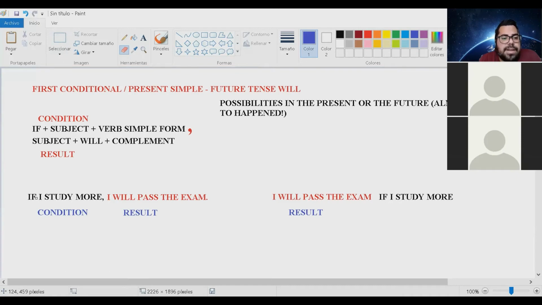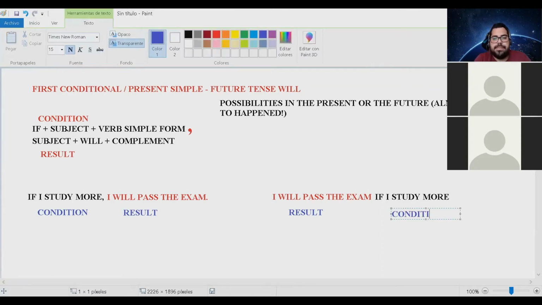Okay, look at the difference. If we start with the if clause, there is a comma. If we don't start with the if clause, there is no comma. The only part in which we need the comma is if we start with the if clause, okay? So I will pass the exam if I study more, or if I study more, I will pass the exam. We can do it in the two positions.